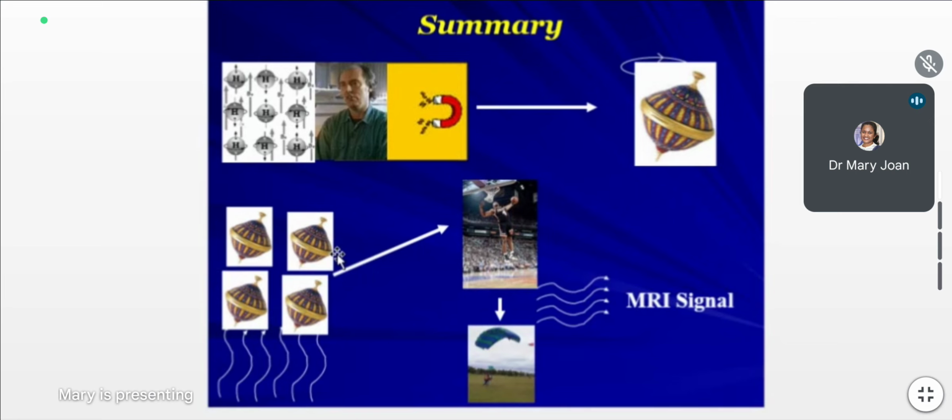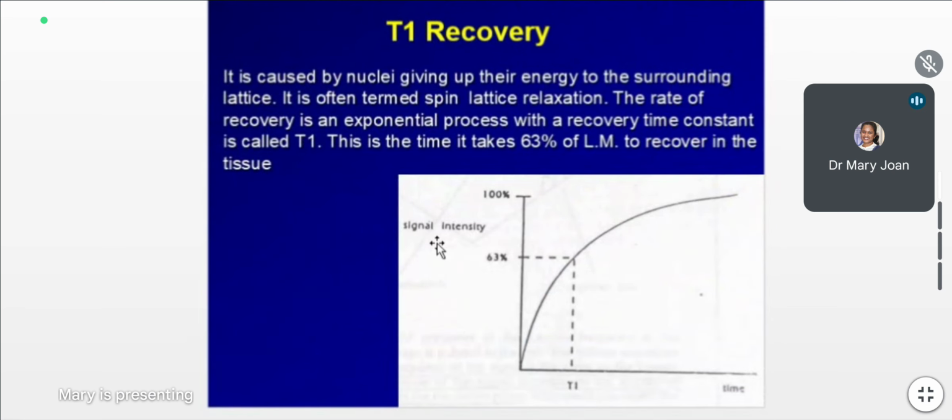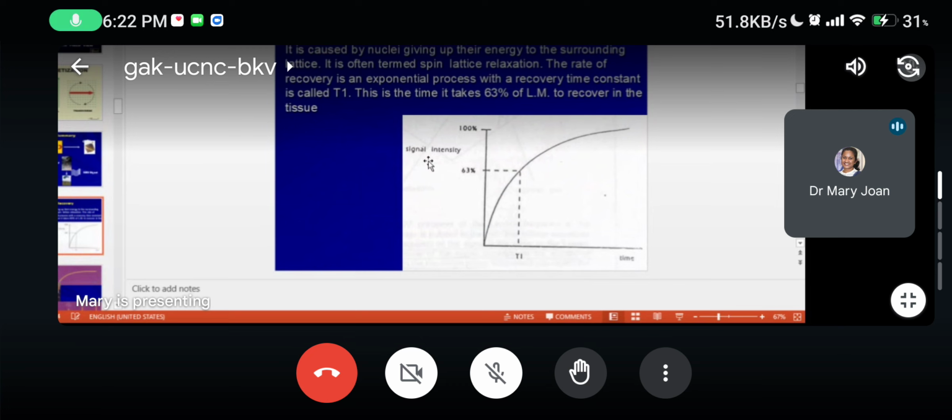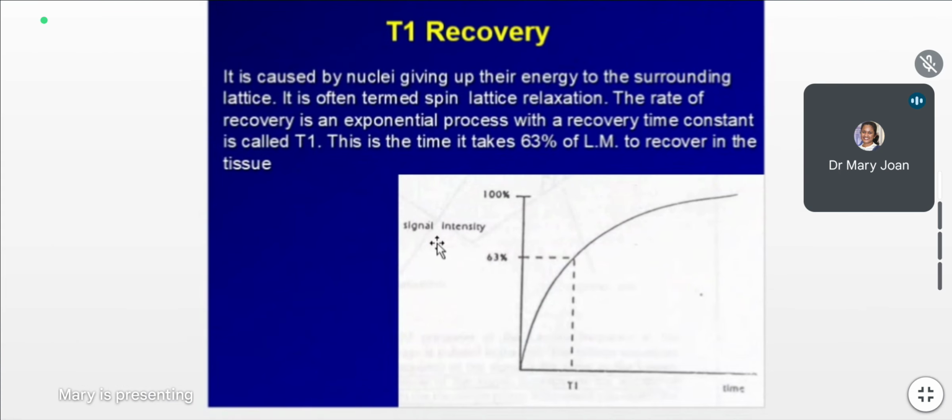The RF pulse relaxation results in T1 recovery of the magnetization and decay of the RF signal strength, that is T2 decay. T1 recovery is caused by nuclei giving up their energy to the surrounding lattice. It is often termed spin-lattice relaxation. The rate of recovery is an exponential process with a recovery time constant called T1. This is the time it takes for 63% of the LM to recover in the tissue.